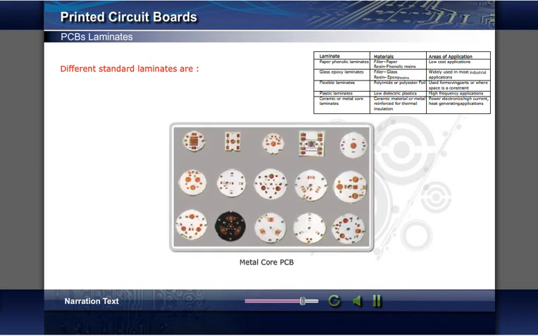In some applications, heat is generated. This heat is to be taken to atmosphere as fast as possible. Hence, substrate with low thermal resistance is best suited. A ceramic core or metal core laminates are used.